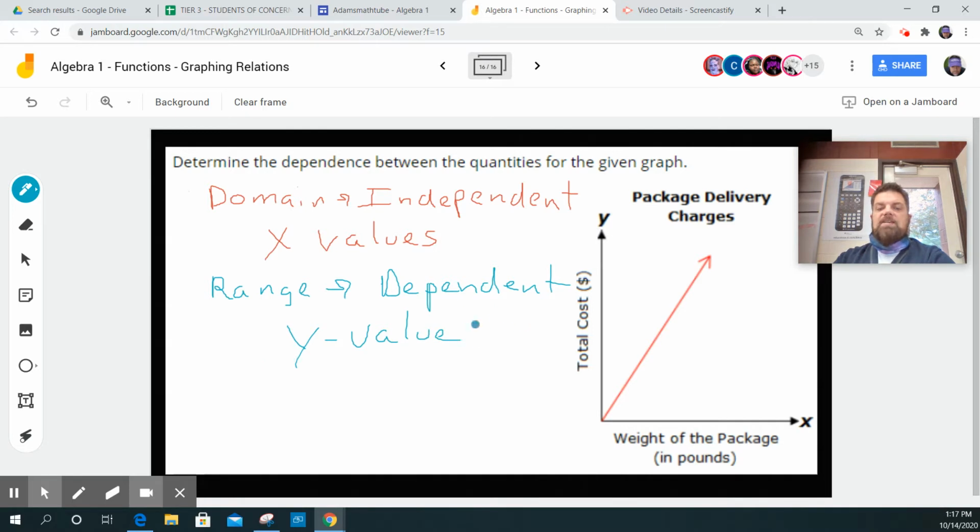So now, in the context of this example problem, which one is the independent? Well, what depends on what? Just by looking at the graph, what depends on what? Very good. The total cost depends on what? The weight of the package.